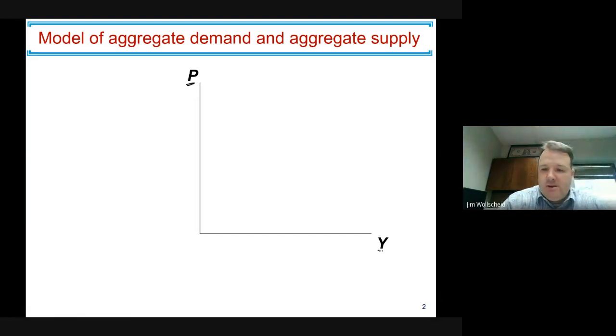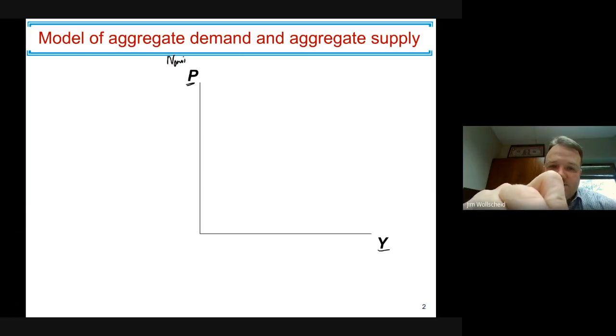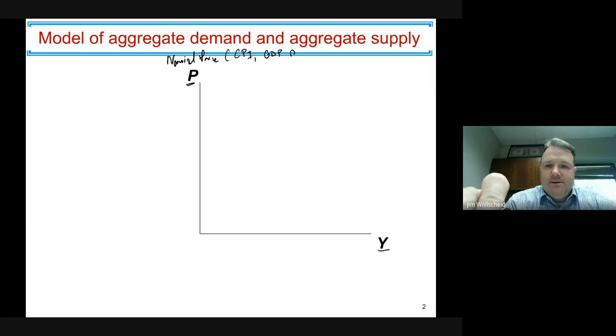P and Y. Usually, when we talk about prices, we talk about the real price. However, in this model, it is going to be the nominal price. So we are not going to make adjustments to make it the real price. It is actually going to be the nominal price. So you should think about this nominal price as being, say, the CPI, the GDP deflator.